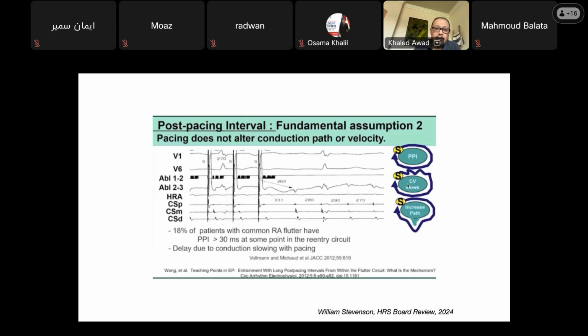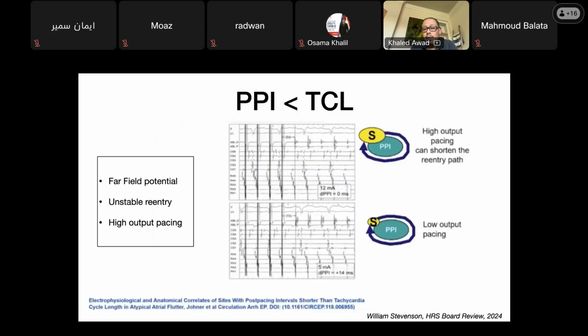So, pitfalls of entrainment mapping. Now, sometimes you get a situation where the post-pacing interval is actually shorter than the tachycardia cycle length. And that is very confusing. Well, how can that happen? Well, either you're dealing with a rhythm that is not even re-entry. So when you start playing with a focal rhythm and overdrive pacing it, you can get all sorts of things that make no sense. And so that is a possibility.